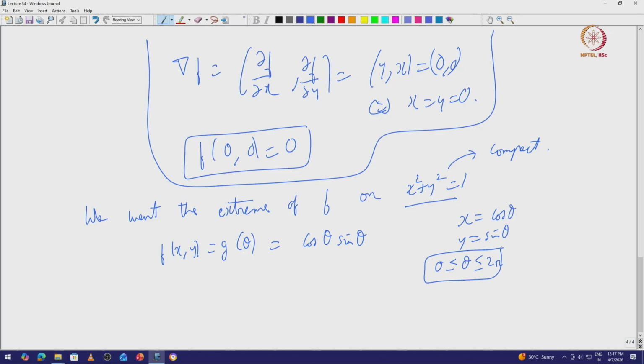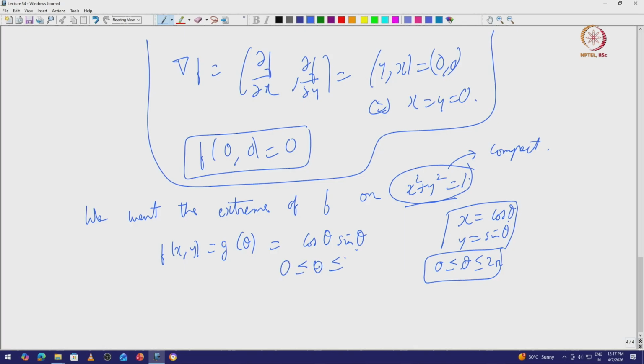This parameterization will cover the entire circle. That is, if you write x as cos theta and y as sin theta, where theta is in 0 to 2 pi, this particular set of points in R2 is exactly the same as this set of points in R2. So if we write x as cos theta, y as sin theta, you can write f of xy as x times y, which is cos theta times sin theta.